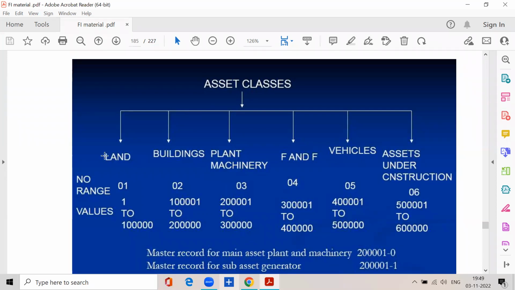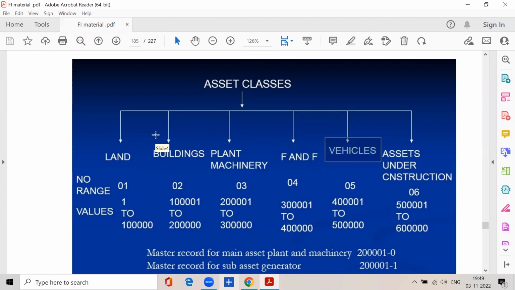For example, land. Land is treated as one asset class. Buildings is treated as one asset class. Plant and machinery is treated as one asset class. Furniture and fixtures, one asset class. Vehicles, one asset class. Like that, you create any number of asset classes as per the balance sheet display requirements.